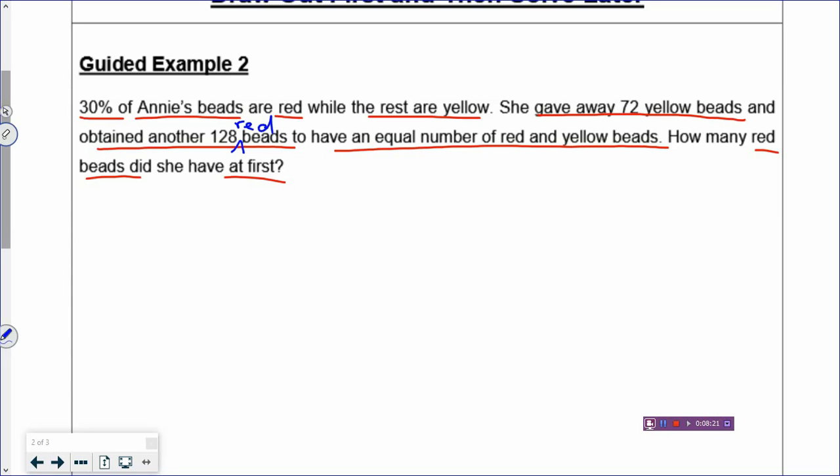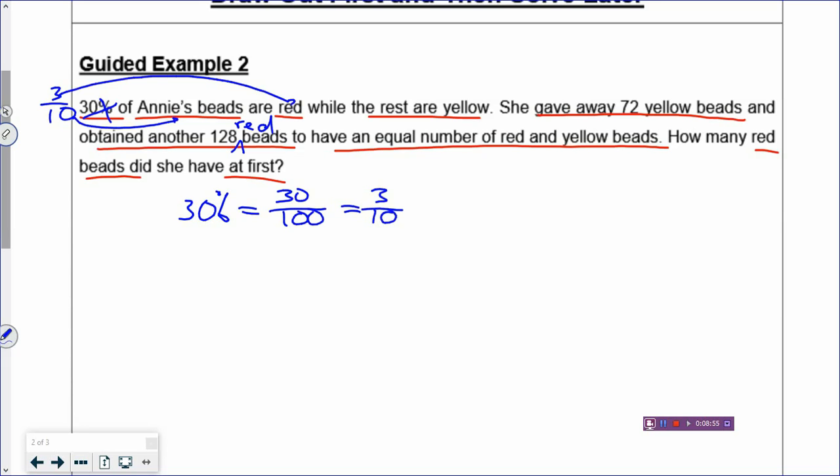Alright, then how do we draw the model? Alright, there's a percentage in the problem. You can make the drawing easier by changing the percentage into fraction, which is 30 over 100 and then 3 over 10. So when you see percentage in word problems, you can actually change it into fractions. So which means that 3 over 10 of Annie's beads are red. So how do you draw that? So you break up. Annie's beads have altogether 10 boxes, right? And 3 boxes are red. Then how many boxes are yellow? There will be 7 boxes yellow.